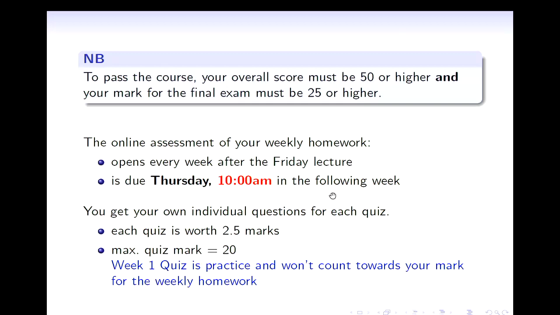The online assessment, I think I've said that twice already, opens every week after the Friday lecture and is always due on Thursday, 10 a.m. in the following week. You will get your own individual questions for the quiz. Each quiz is worth 2.5 marks, so that the maximum quiz mark is 20 with 8 quizzes that count, given that the first week quiz does not count and should just give you practice.